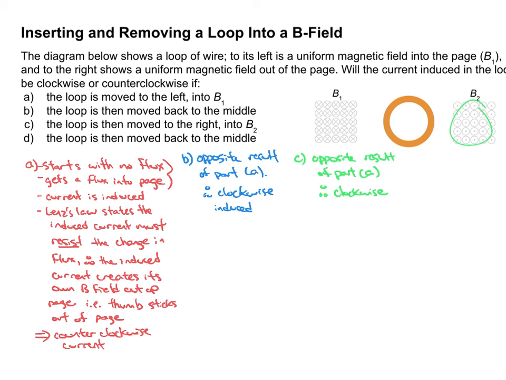And then finally, part D, I've got my ring in B2 and I'm removing it and putting it back into the middle. So that's going to be the opposite of part C. Part C, I took the ring, I put it into B2. Part D, I take the ring out of B2, so that's the opposite.